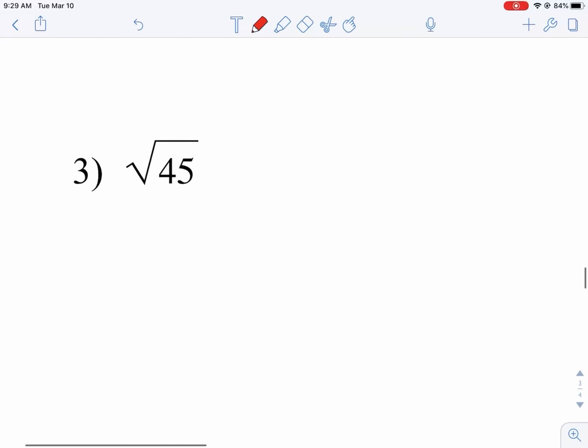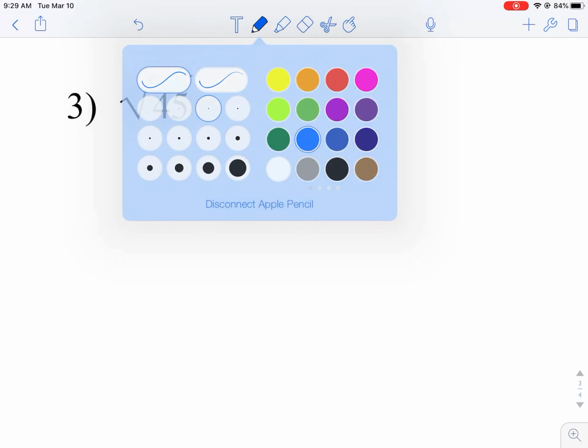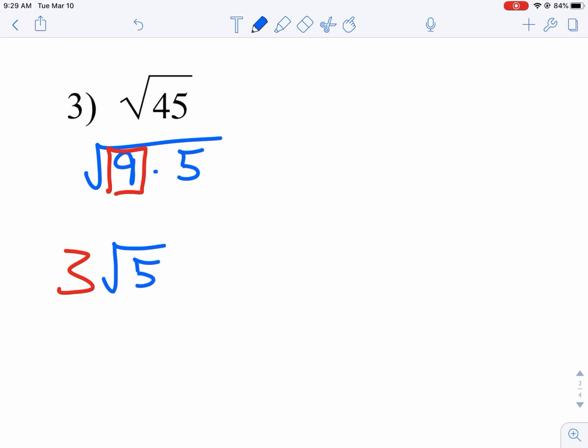Next, let's move on to number 3, square root of 45. I think I did one like this, if not the same problem already. Square root of 45. That's the square root of 9 times 5, and 9 is a perfect square of 3. So 3 square root of 5. Notice that the 5 can't break down, so it's still in my answer inside of the radical.